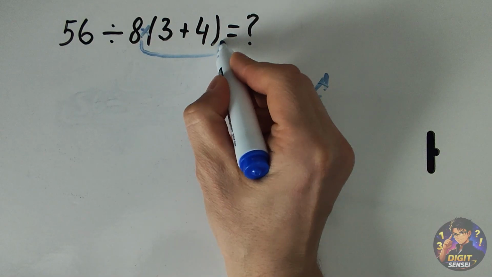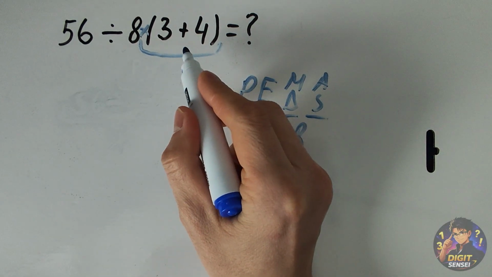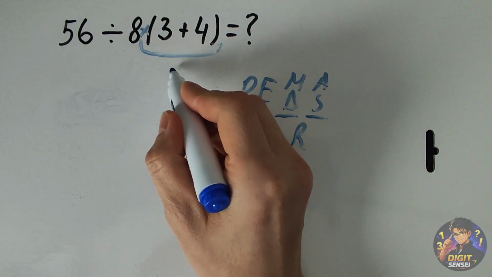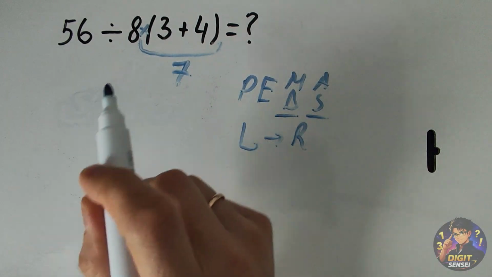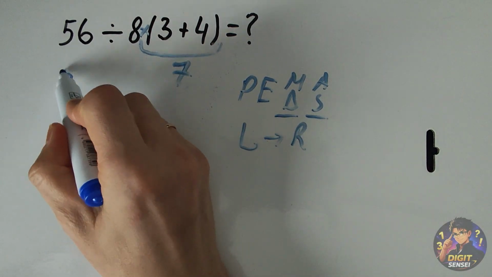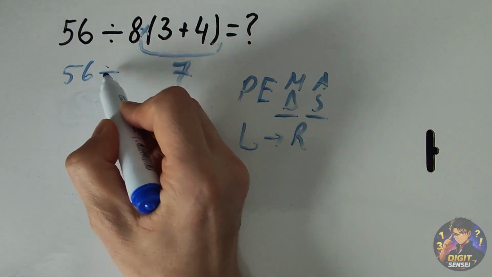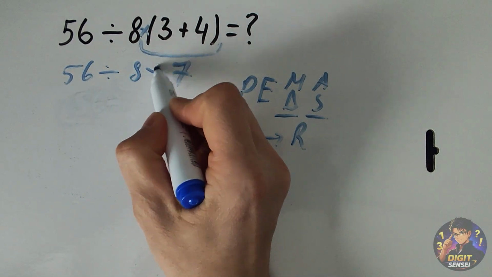So first we have to do this parentheses. Inside this parentheses we have 3 plus 4, which equals 7. So 56 divided by 8, then times 7.